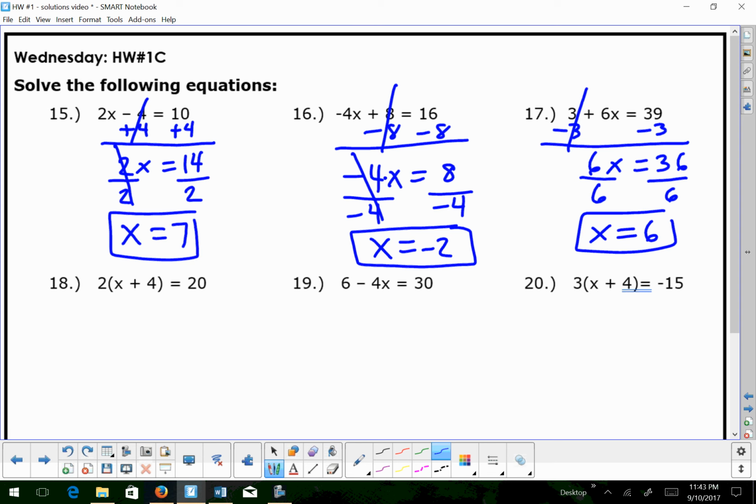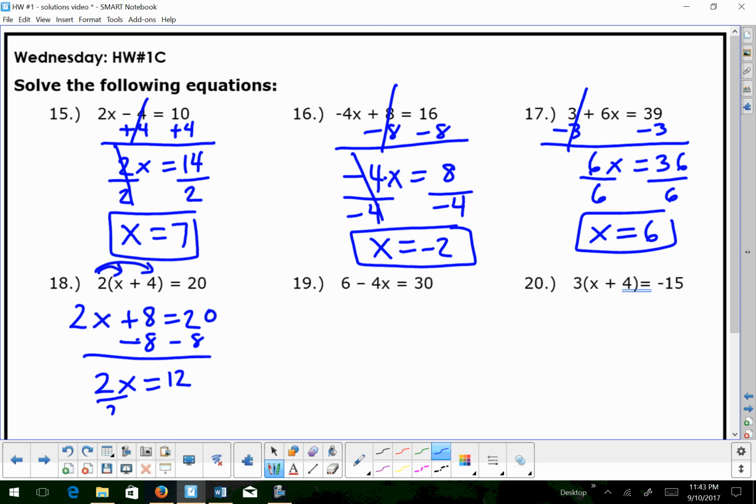Let's try a few more. Number 18 has parentheses. This requires me to multiply the 2 on the outside by every term on the inside, but nothing past the parentheses. Now I'm going to solve it just as I did the previous 3. Clear my constant, then clear my coefficient.